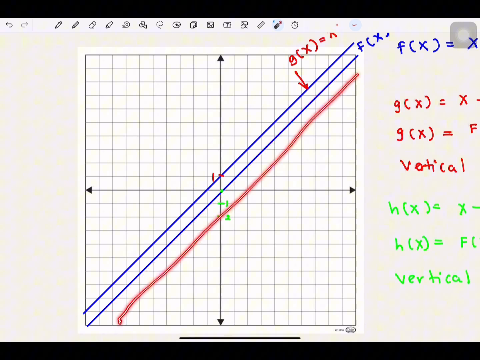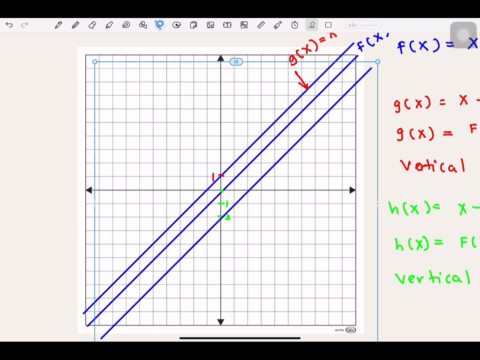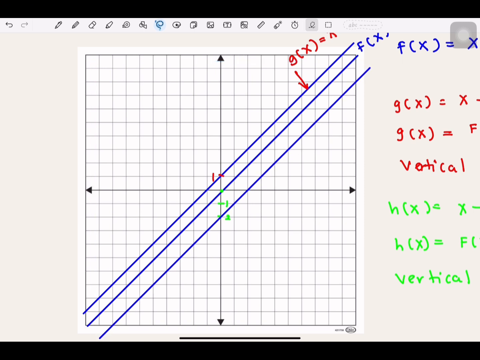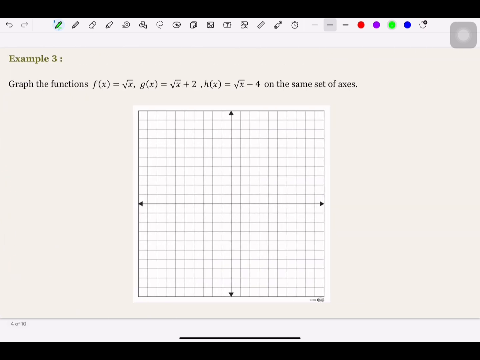So it should be somewhere here. So let me copy this, and I'm going to move this line 2 units downward. So that's here. So this is going to be your h of x, which is x minus 2. This is example number 2. Now let's move into example 3.